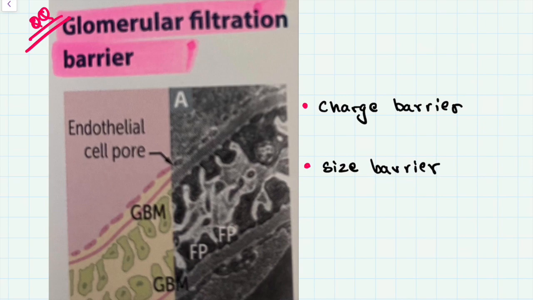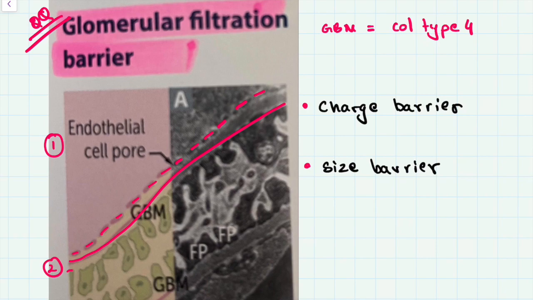First of all, it is composed of three parts. First is the fenestrated capillary endothelium. Here we can see there are slits or pores in the capillary endothelium, that is called the fenestrated endothelium. Next is the basement membrane of the glomerulus, right? This is the GBM. The basement membrane is composed of collagen type 4, right?